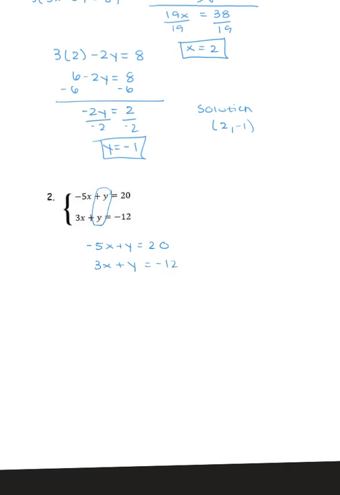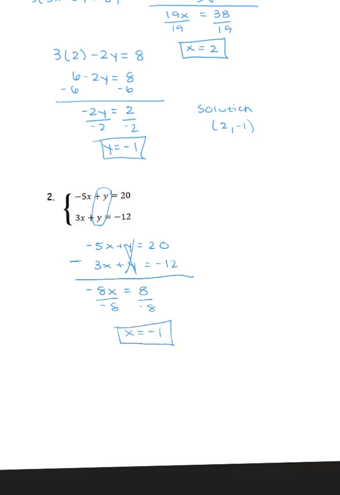So here I am going to subtract instead of add, because when I subtract y minus y, that cancels out my y value. So I have negative 5x minus 3x. That's going to give me a negative 8x. y minus y, that cancels. 20 minus 12 gives me 8. Divide both sides by negative 8. And x is equal to negative 1.